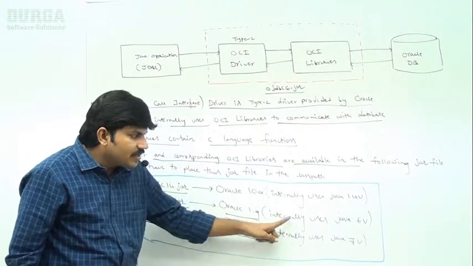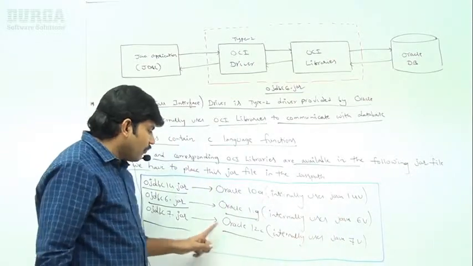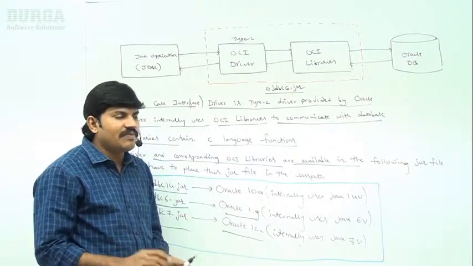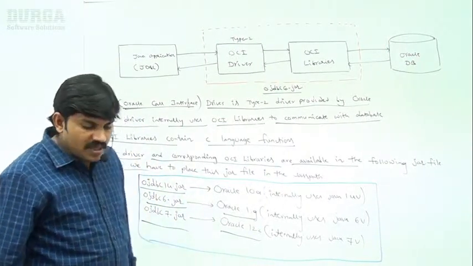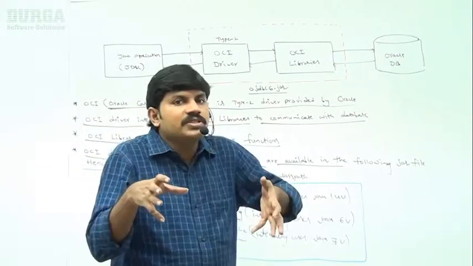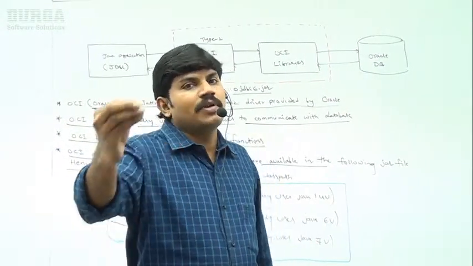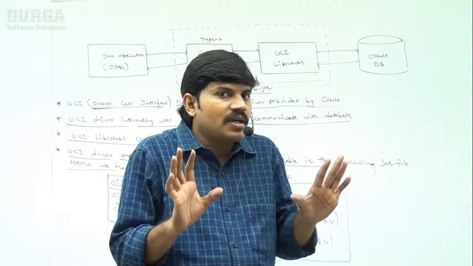Oracle 11G internally uses Java 6 version. Oracle 12C internally uses Java 7 version. Clear for all of you? That's all, sir. So if any person is asking, can you please tell, what can you give as an example for type 2 driver?